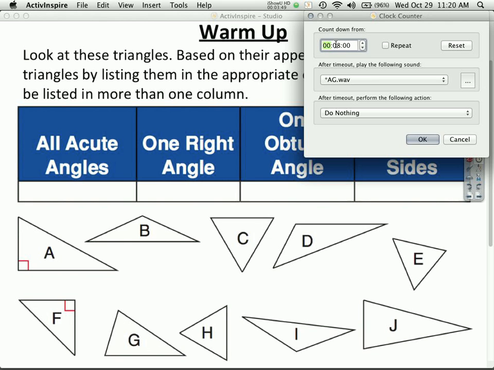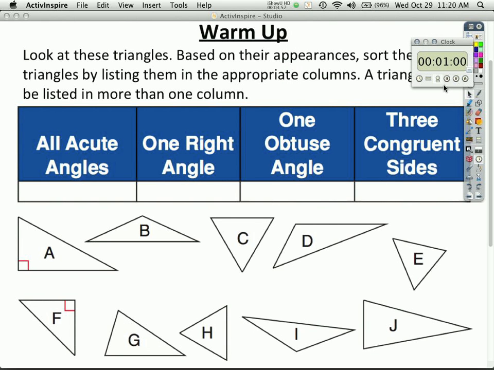One minute of team talk, and you need to compare which shapes you put in which columns with your teammates. You got one minute. Go.